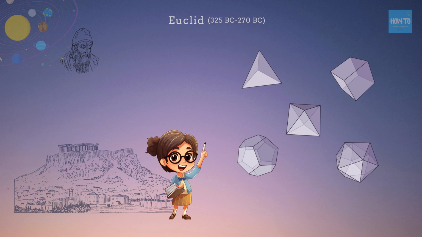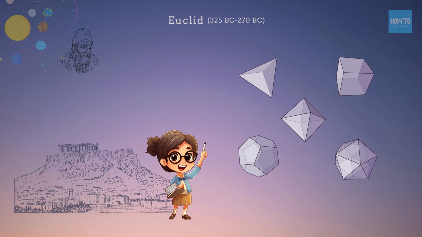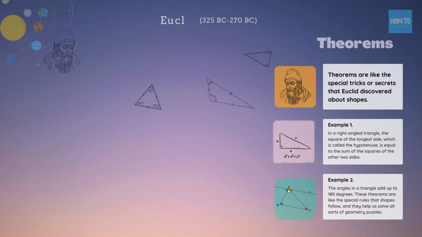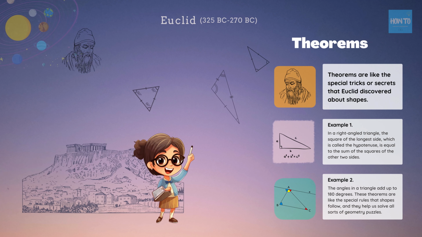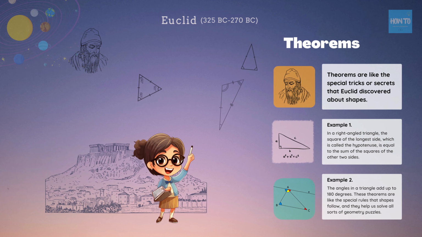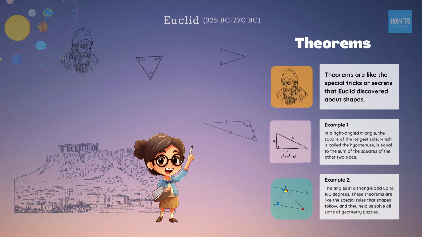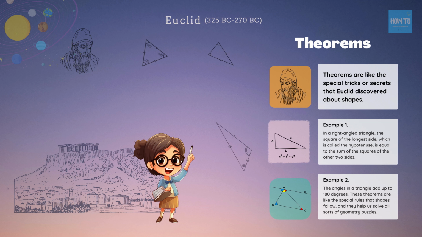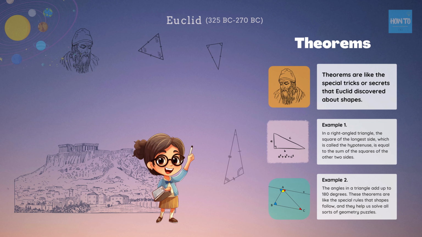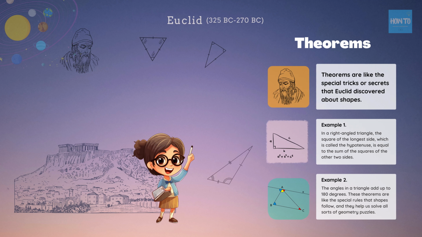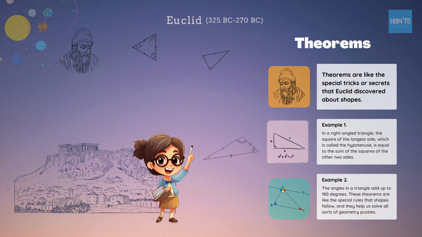Then, what are Euclid's theorems, definitions, and postulates? Theorems. Theorems are like the special tricks or secrets that Euclid discovered about shapes. For example, one of his theorems says that in a right-angled triangle, the square of the longest side, called the hypotenuse, is equal to the sum of the squares of the other two sides. Another theorem might tell us how the angles in a triangle add up to 180 degrees. These theorems are like the special rules that shapes follow, and they help us solve all sorts of geometry puzzles.